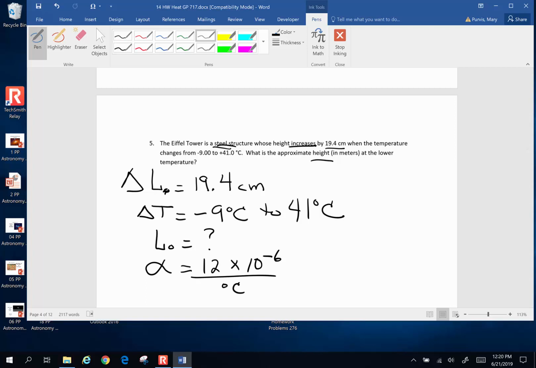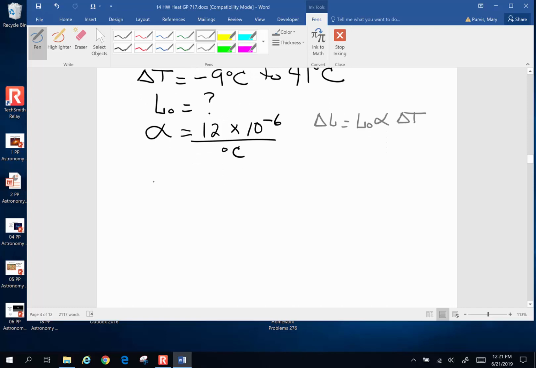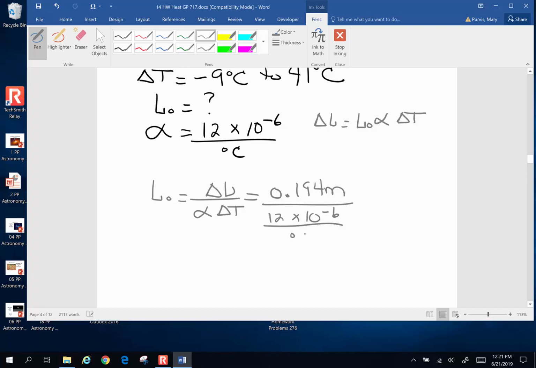The equation we're going to use is change in length is equivalent to original length times alpha times change in temp. And this time we are going to solve for the original length. So the original length is going to be equivalent to the change in length divided by alpha and the change in temp. So the change in length is going to be 0.194 meters. We had to convert from centimeters to meters. Alpha is 12 times 10 to the negative 6th per degree Celsius.